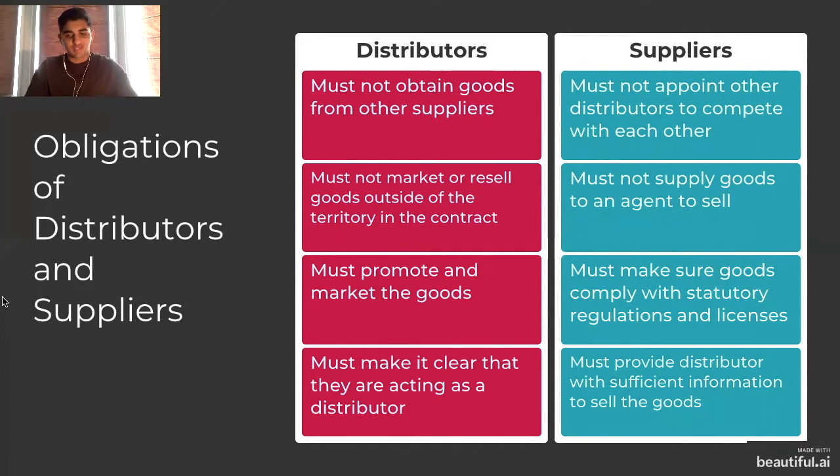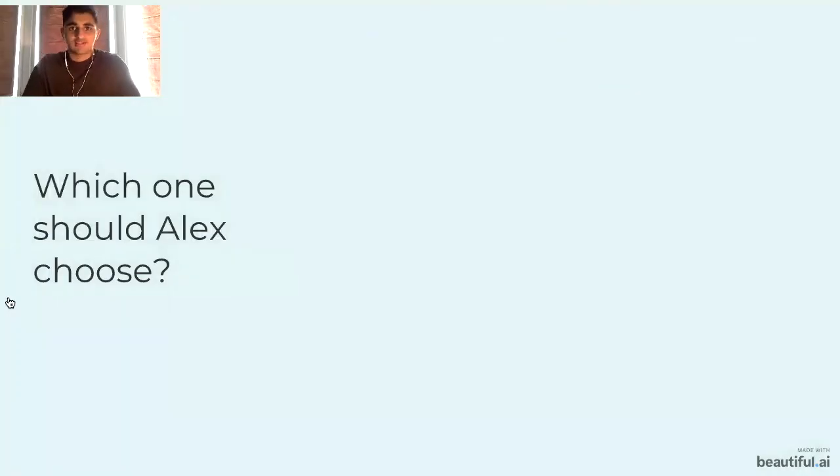I mean, it depends on which jurisdiction, but normally a company won't have both an agent and a distributor. You must make sure the goods comply with statutory regulations and licenses, and he has to provide the distributor with enough information to actually sell the goods. You need to give all the information that's necessary in order for the distributor to have the best chance of selling the goods. So which one should Alex choose?